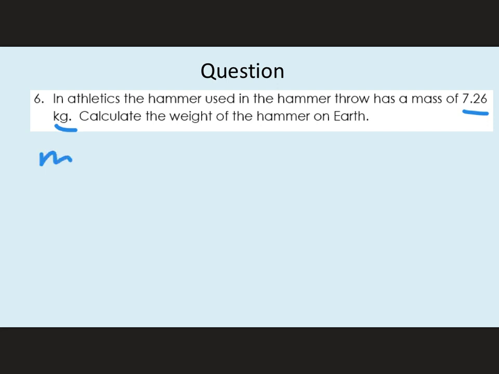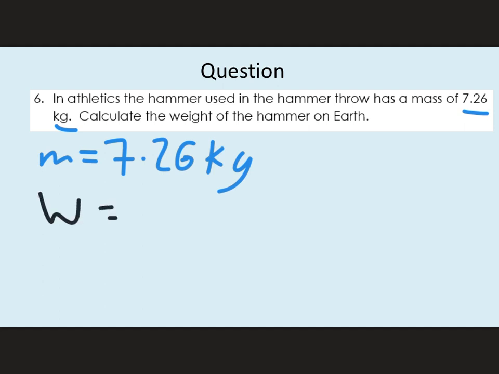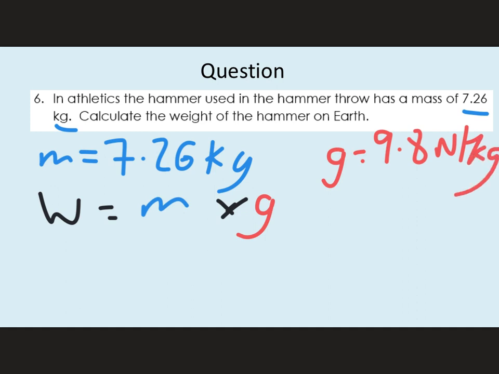I'm going to write that down, that mass equals 7.26 kg. I remember the equation that links mass and weight, where weight W is equal to mass M multiplied by the gravitational field strength G. Because it's on Earth, I recall that G is equal to 9.8 newtons per kilogram. Once I've got that information, I'm going to put the numbers into the equation. So W will equal 7.26 multiplied by 9.8.